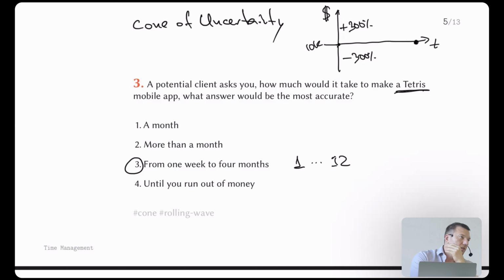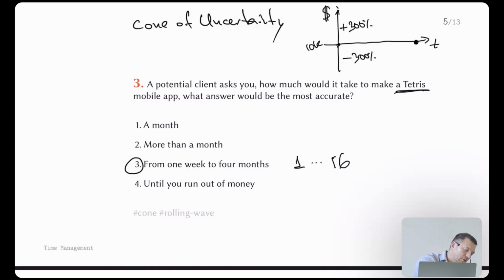So basically, if you think that your project will take a month, which is 4 weeks, then when you start it, you say to the customer that it may take from 1 week, so you divide it by 4, to 16 weeks, so you multiply it by 4. So your expectation in the beginning is that it's going to take 4 weeks, but you are allowed in the beginning of the project to go down 4 times and to go up 4 times. That's the idea of the cone.